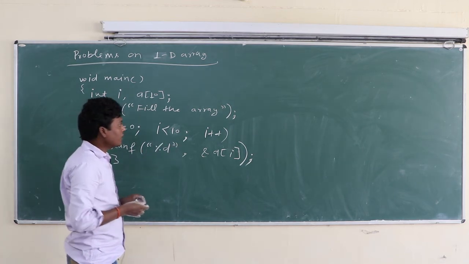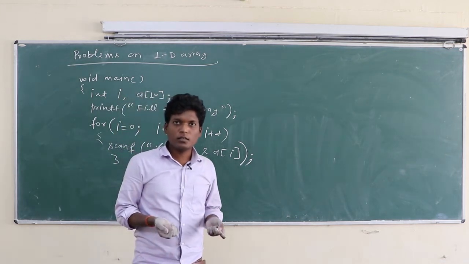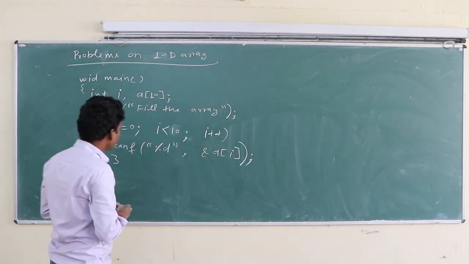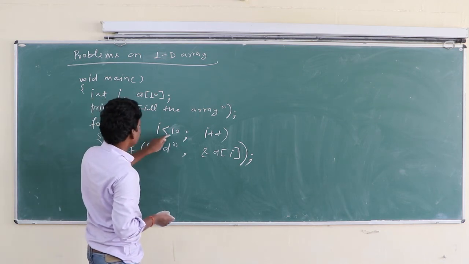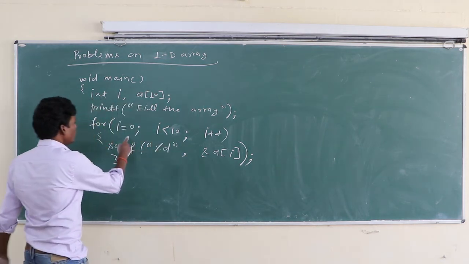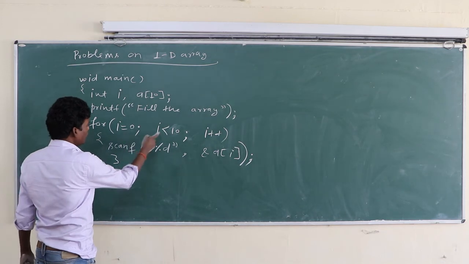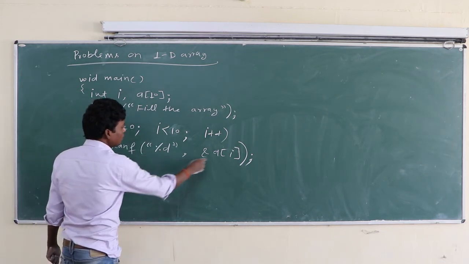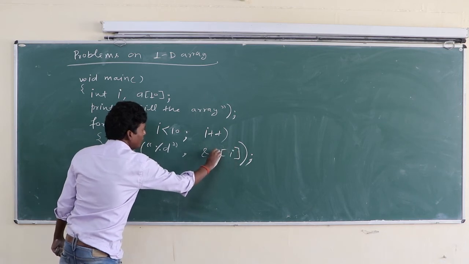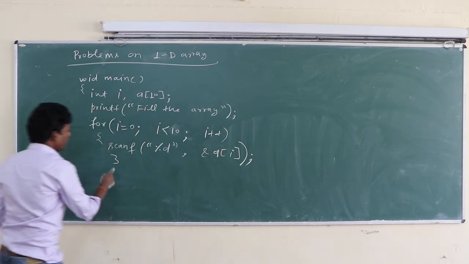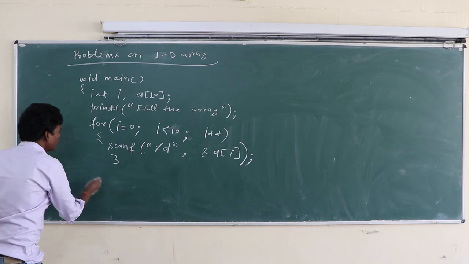Okay, you can also fill the array through initialization. So int i equal to 0, i is less than 10, i plus plus, the loop will execute 10 times, scanf %d ampersand a of i. So array A is filled. After this loop, the array will be filled.